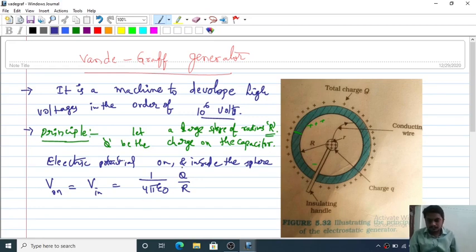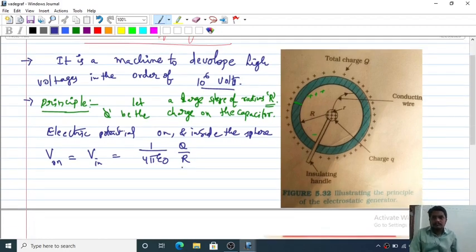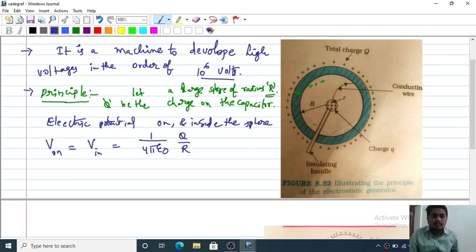Now this is the electrical potential due to this large sphere. Okay, now somehow I introduce a small sphere of radius smaller r into the larger sphere, and I have placed it at the center. Let small q be the charge on the small sphere.